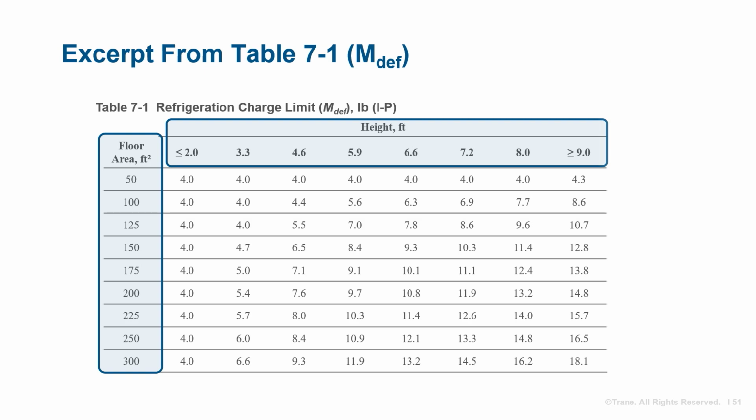This is the lowest height leaked refrigerant can enter the space. The larger the floor area, the higher the refrigerant charge limit. And as the release gets higher, the charge limit also increases. This is due to the refrigerant dispersing wider as it drops to the floor.